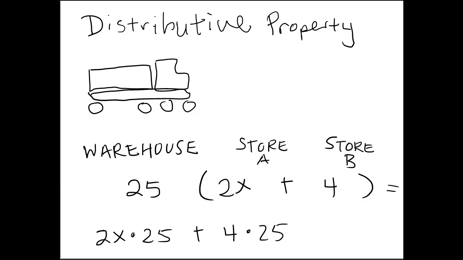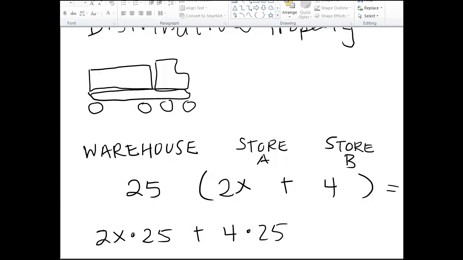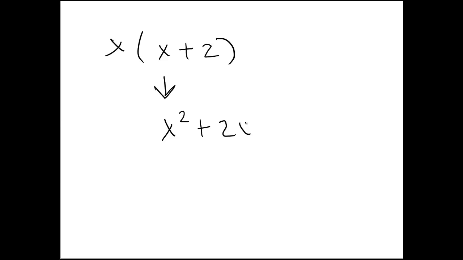So let's do some other examples of the distributive property. We could have x times (x plus 2). The distributive property would then create x squared plus 2x. It's very simple. You could also have negative 3x times (4x plus y). And this would create negative 12x squared minus 3y.